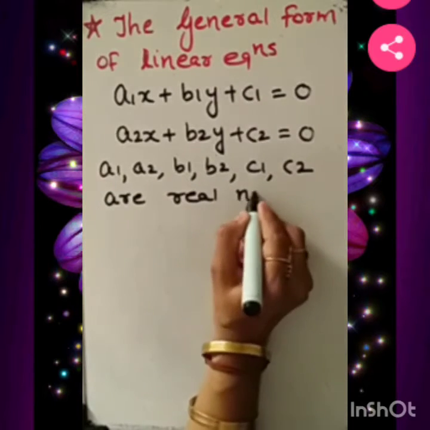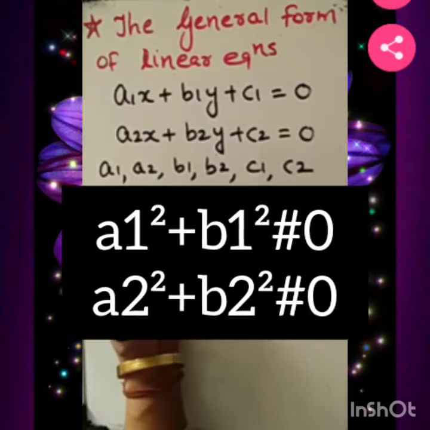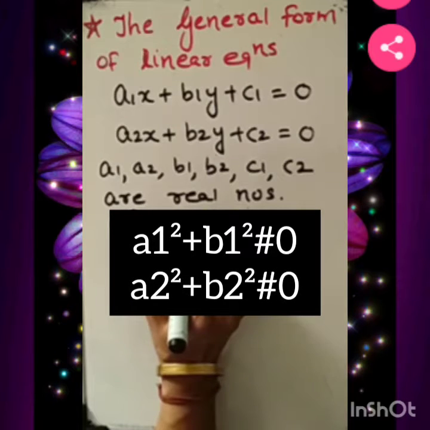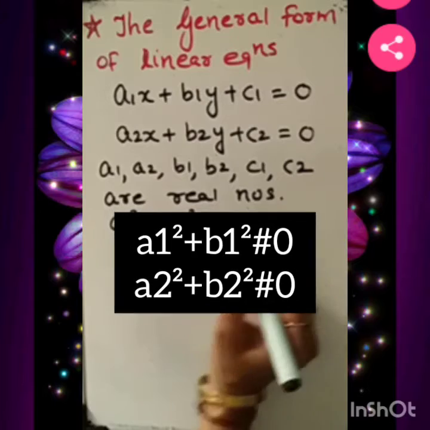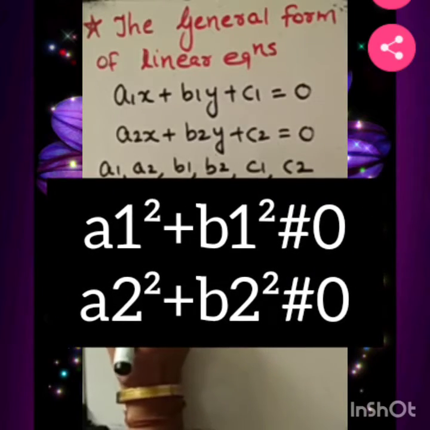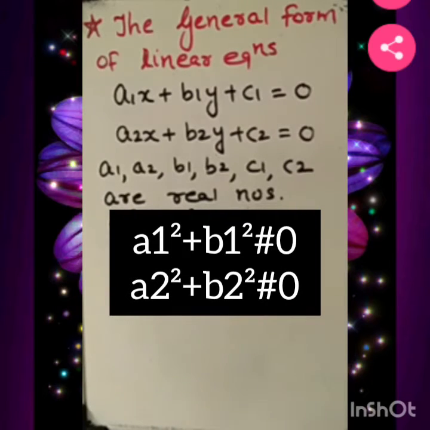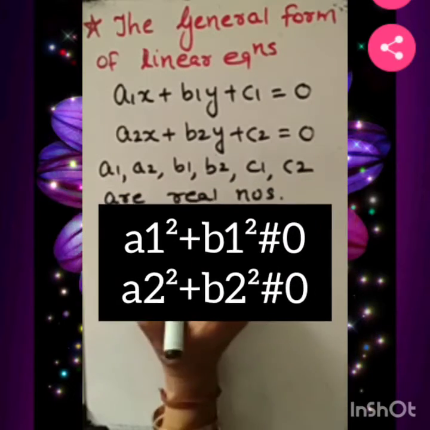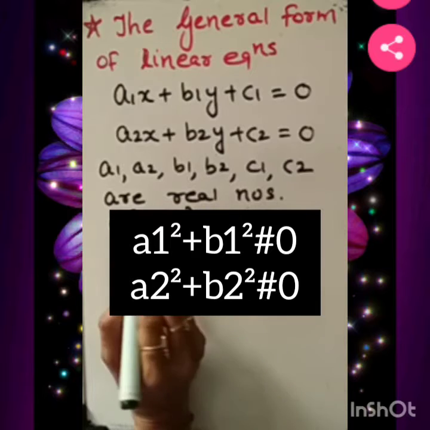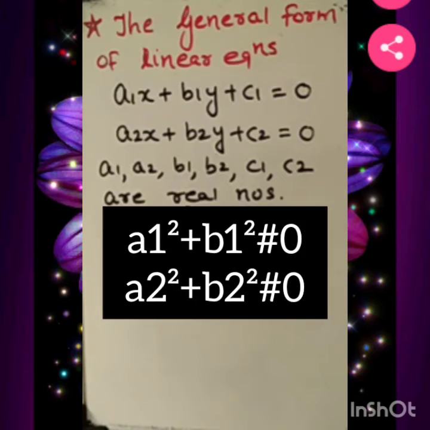Okay. These numbers are real numbers, and beside that, the condition says a1 square plus a2 square not equal to 0. Same way, b1 square plus b2 square not equal to 0. Under this condition, sorry, I am correcting: a1 square plus b1 square, and here a2 square plus b2 square. Now it's correct.